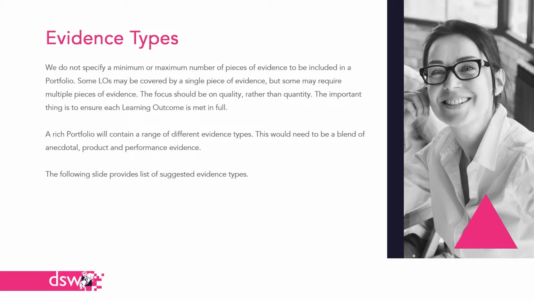A piece of evidence might be a single document, or it may be a folder containing a number of documents which link together. A portfolio should be a combination of anecdotal, performance and product evidence. More information on evidence types can be found in the toolkit. We'll go now on to types of evidence.